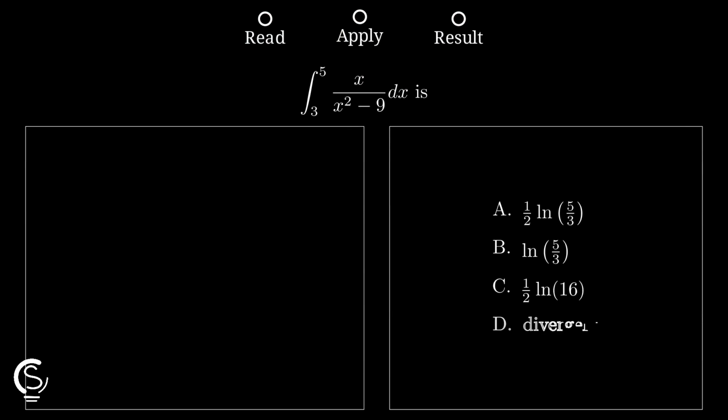First, notice the lower limit is 3. When we plug 3 into the denominator, we get 0. This means we are dealing with an improper integral that has a vertical asymptote.